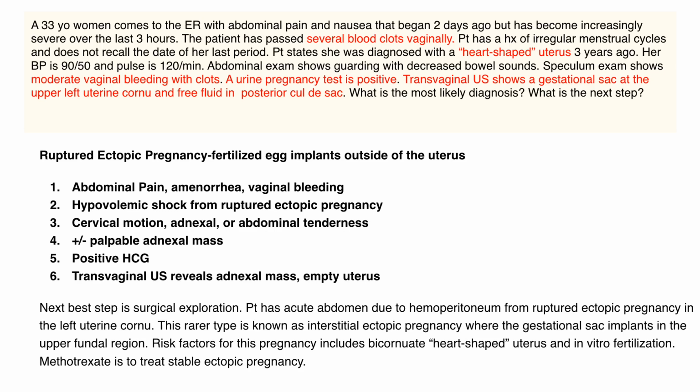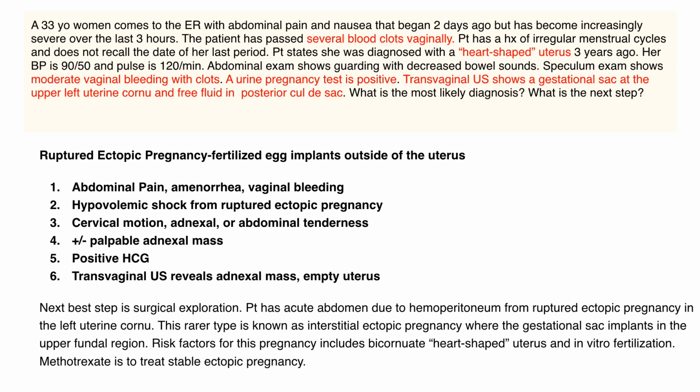A 33-year-old woman comes to the ER with abdominal pain and nausea that began 2 days ago, but has become increasingly severe over the last 3 hours. The patient has passed several blood clots vaginally. The patient has a history of irregular menstrual cycles and does not recall the date of her last period. Patient states she was diagnosed with a heart-shaped uterus 3 years ago.